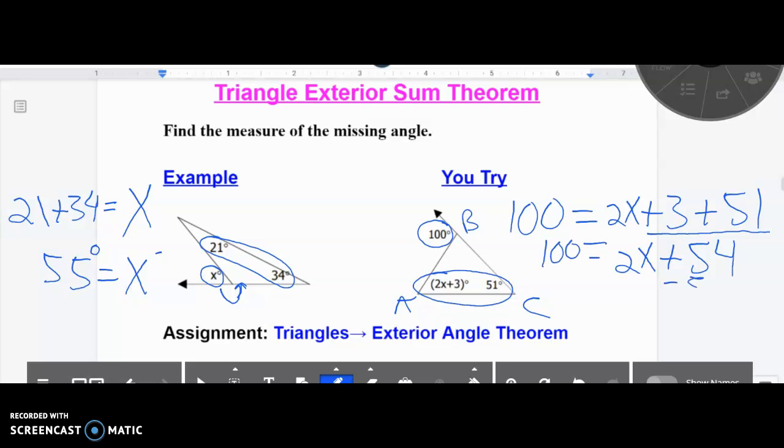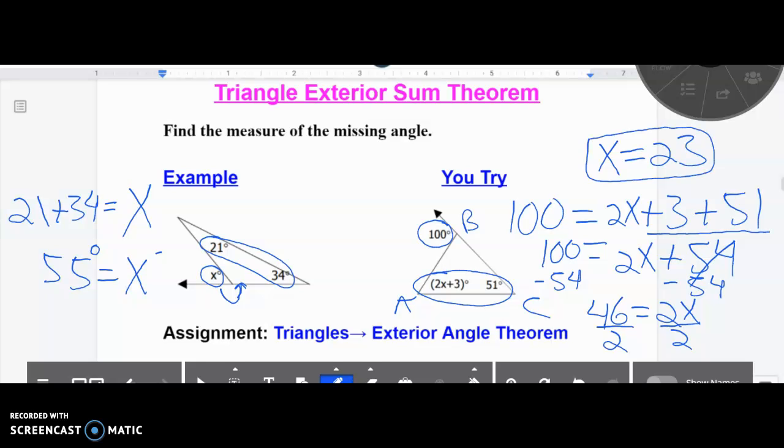Next, what you do is you subtract 54 from both sides. Okay? Very simple. So like I said, you go ahead and subtract 54 from both sides, and that gives you 46 equals 2x. Last but not least, you divide both sides by 2. So 46 divided by 2 gives me 23. So guess what? I'll write it up here. X equals 23. So class, in this problem, if they were asking for the x value, x equals 23.